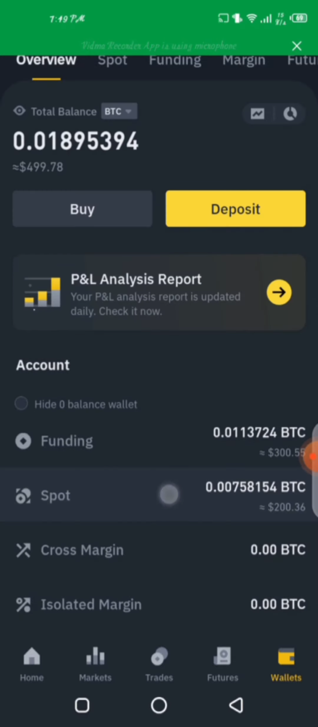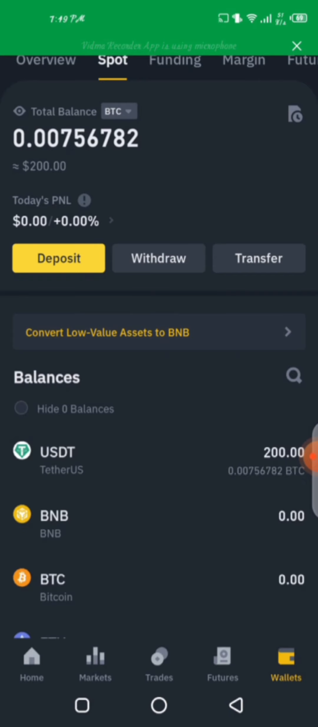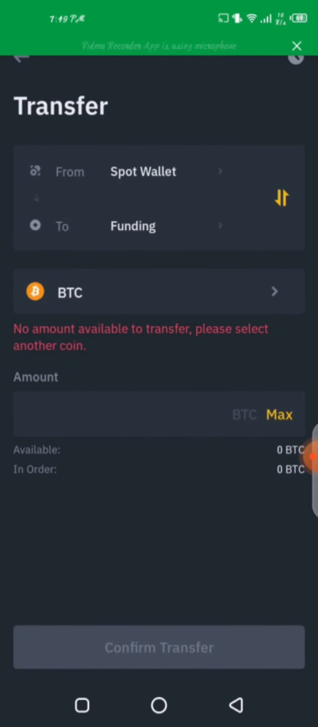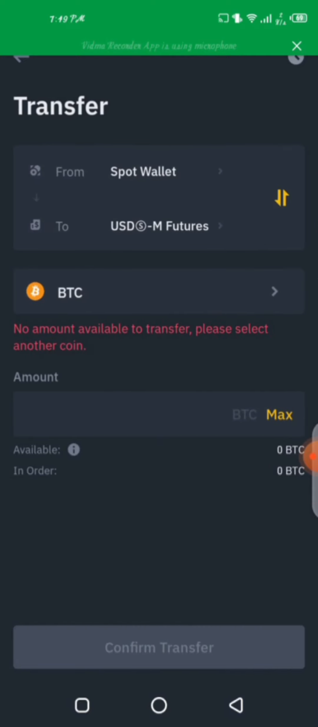Under my wallet, I go to my spot. Then from my spot, I go to transfer. I click on transfer. Transfer to futures, USDM futures. This is how you transfer.